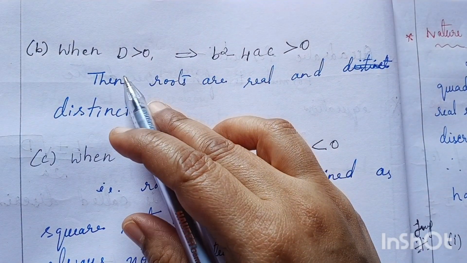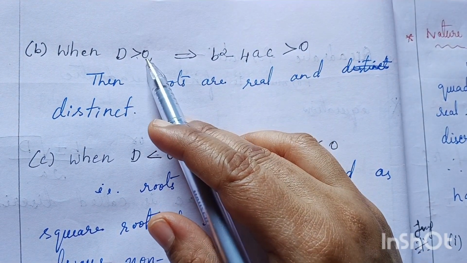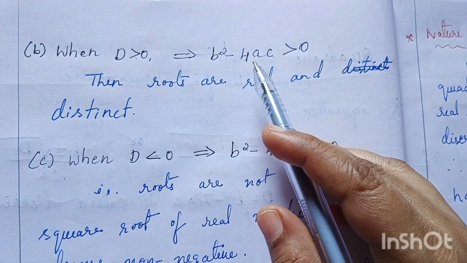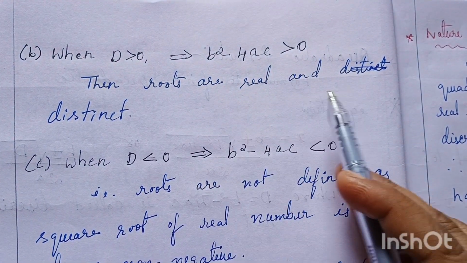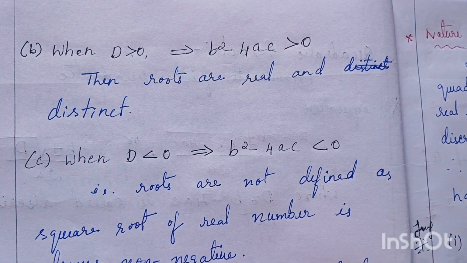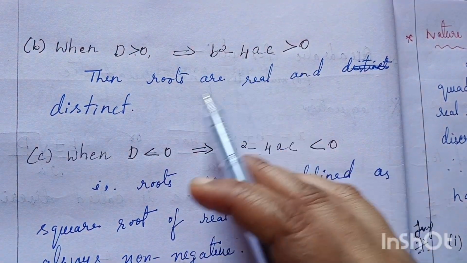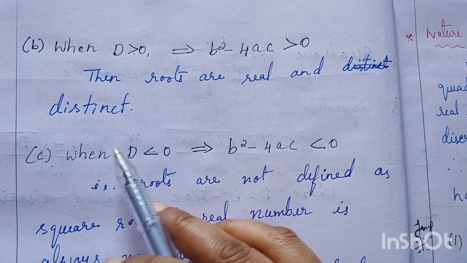Discriminant, when discriminant is greater, this is the important point, okay, nature of the roots. Discriminant greater than 0 means discriminant formula करके answer is greater than 0, then the roots are real and distinct. You have to read and understand this. When greater than 0, you have to study this, by heart भी करना चाहिए. Then the roots are real and distinct.